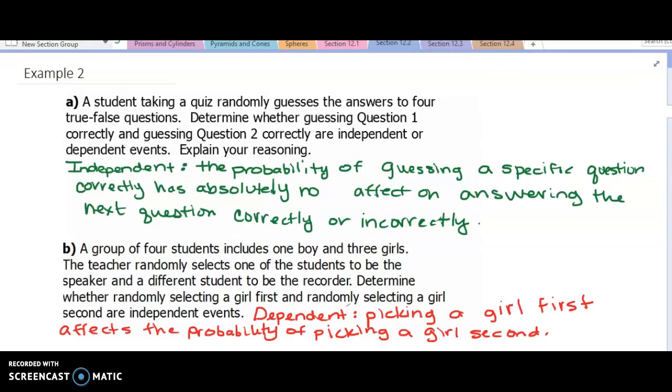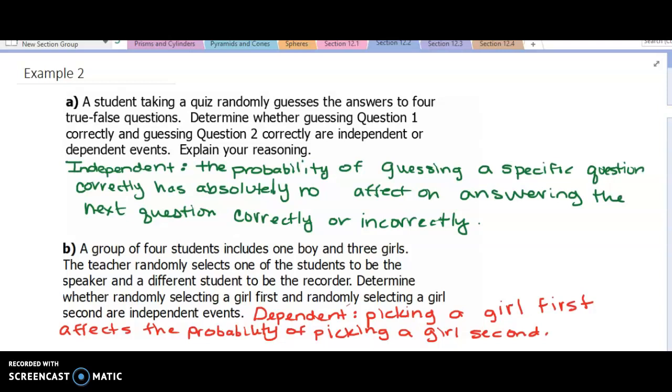All right, so in question A, it says a student taking a quiz randomly guesses the answers to 4 true or false questions. Determine whether guessing question 1 correctly and guessing question 2 correctly are independent or dependent events. Well, these would be independent events. That's what you should have gotten, because whether we chose question 1 correctly or incorrectly has no effect on whether we chose question 2 correctly or incorrectly.